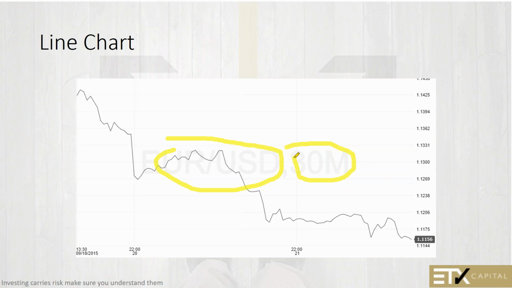Pretty simple, isn't it? That's only a line chart. A line chart gives you a general visualization of how the market is moving, or how the asset's moving. But it shouldn't be traded from because it doesn't have enough information for you.